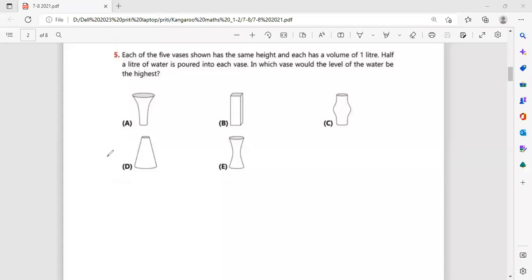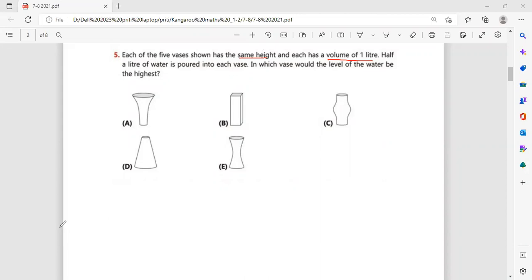Let's now go forward and read question number 5. Question number 5 says, each of the 5 vases shown has the same height and each has a volume of 1 liter. So they have the same height and the same volume. Half a liter of water is poured into each vase. In which vase would the level of water be the highest?